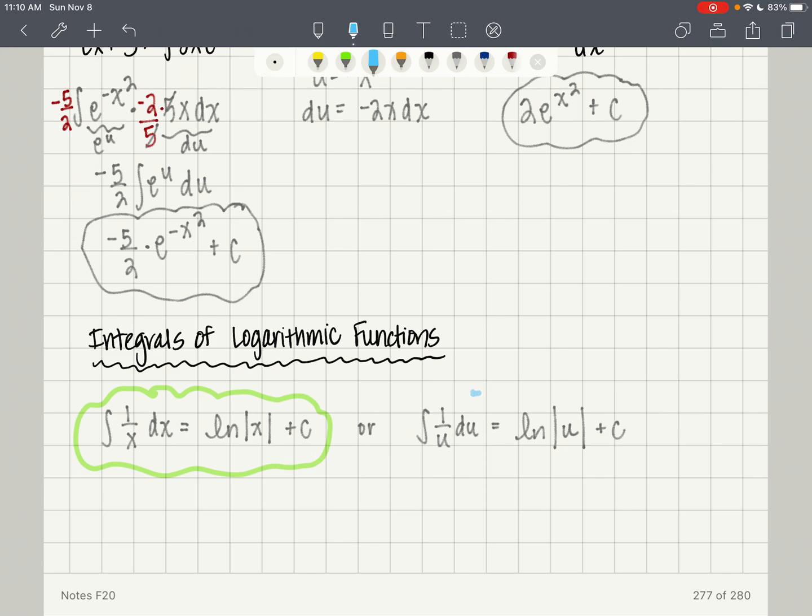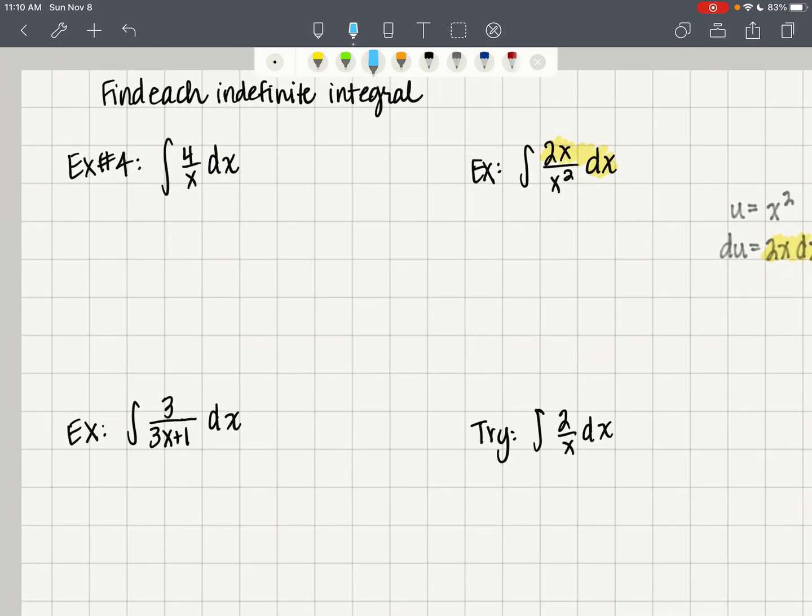And likewise, if we have a little bit more complicated of a denominator, we'll have the integral of 1 over u du using u substitution. And again, we'll have to keep that argument positive. Therefore, we'll have the natural log of the absolute value of u plus c. Okay. So let's do a few of those.